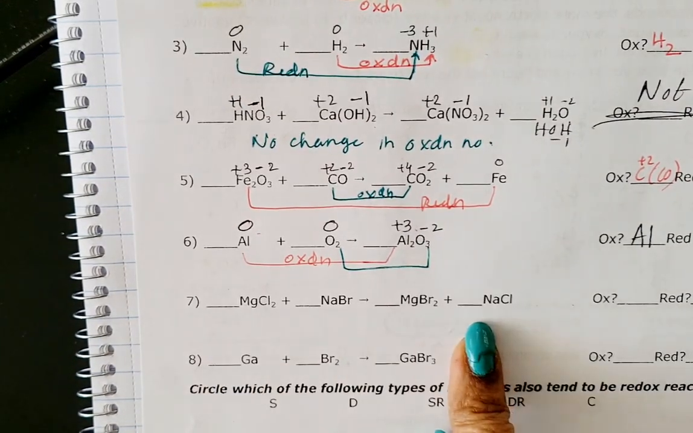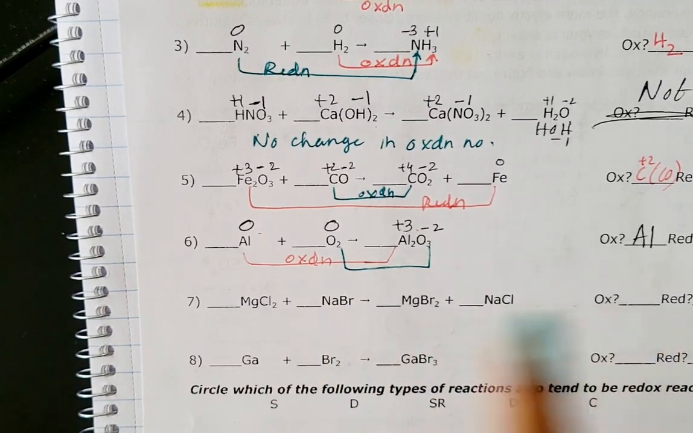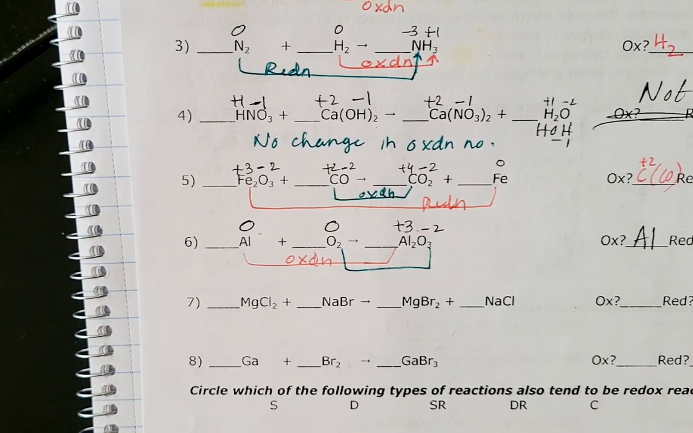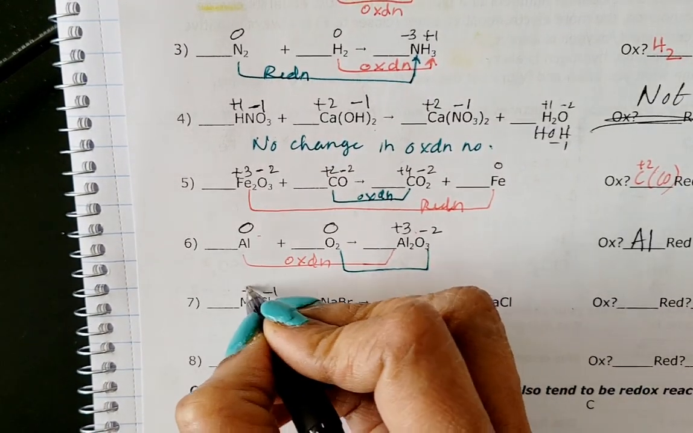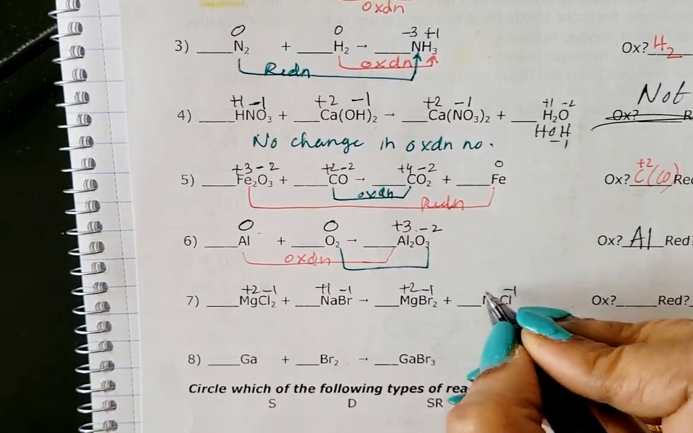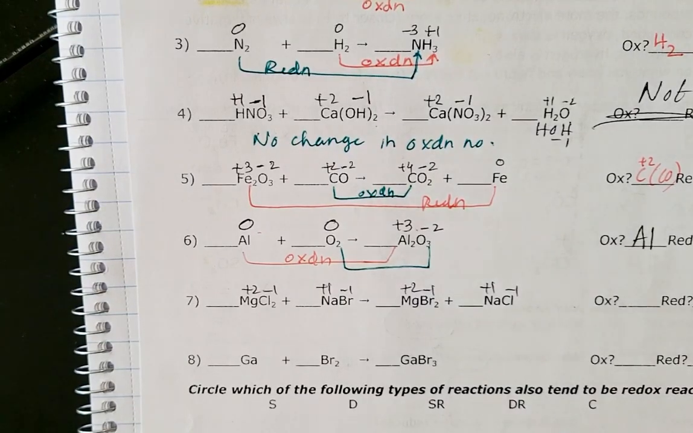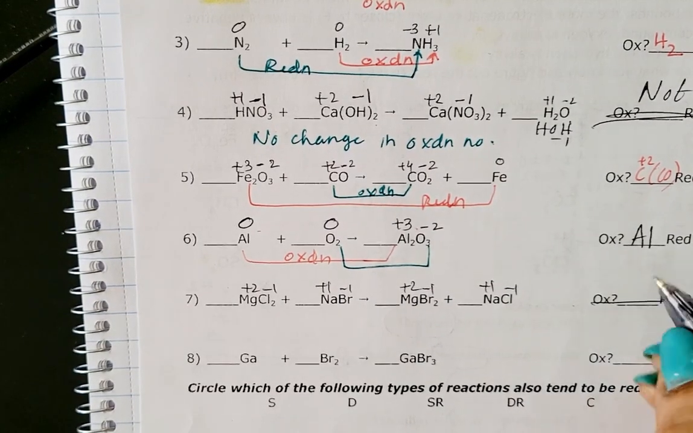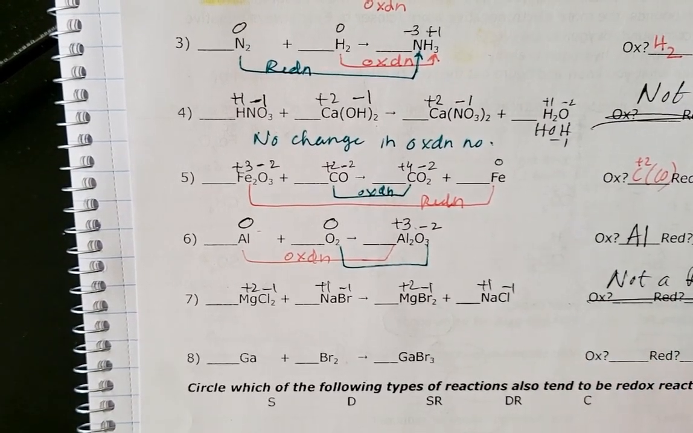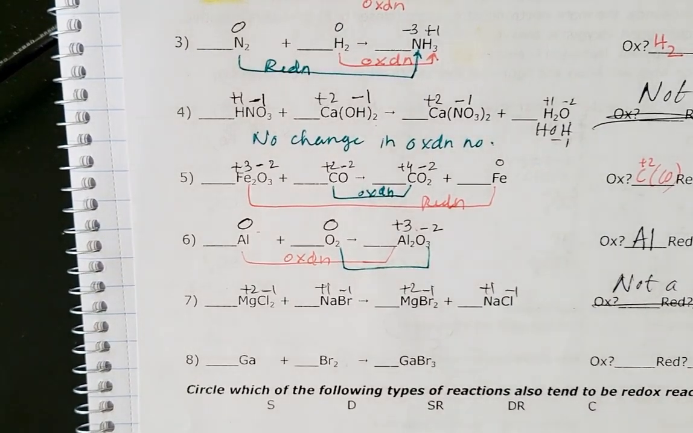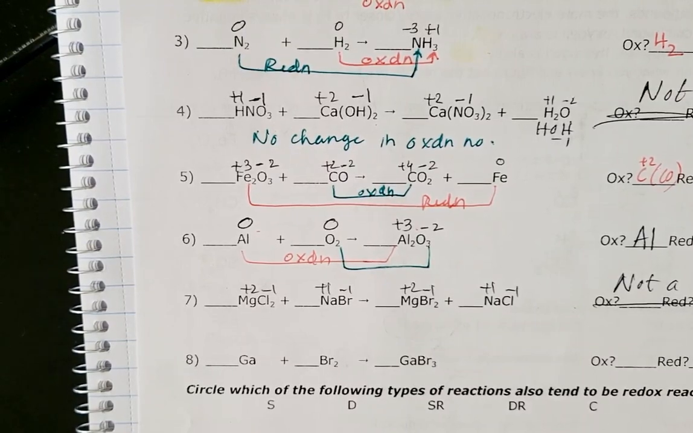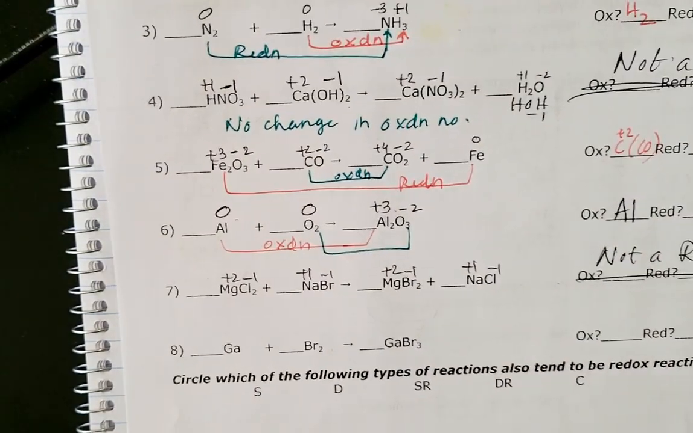What about this? Are you all done? Okay, minus 1 plus 2, minus 1 plus 1, minus 1 plus 2, minus 1 plus 1. Okay, which one undergoes oxidation? None. So that is not a redox reaction. Okay, next one. That is easy. 0, 0. What happened?